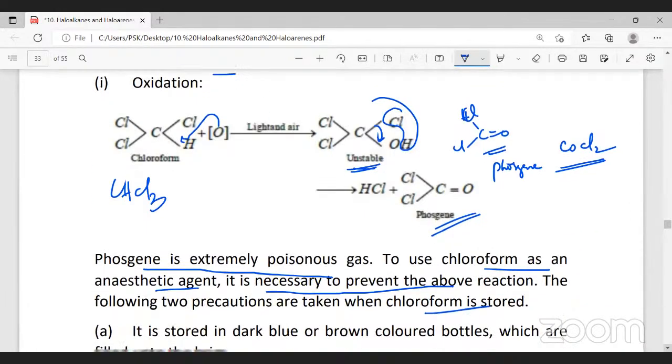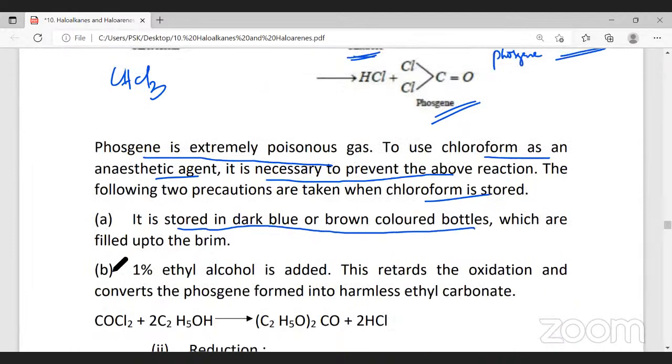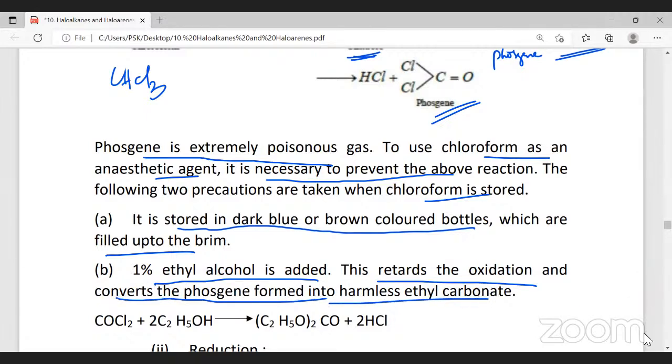Therefore, how is chloroform stored? It is stored in dark blue or brown colored bottles, which are filled up to the brim. There should not be any space. If there is any space in the bottle, air will be there, and that air will react with chloroform to form phosgene. So it has to be filled up to the brim. 1% ethanol is added. This retards the oxidation and converts phosgene formed into harmless ethyl carbonate.